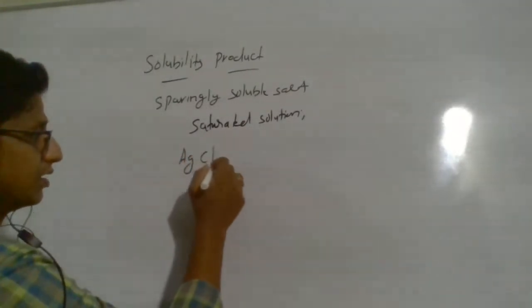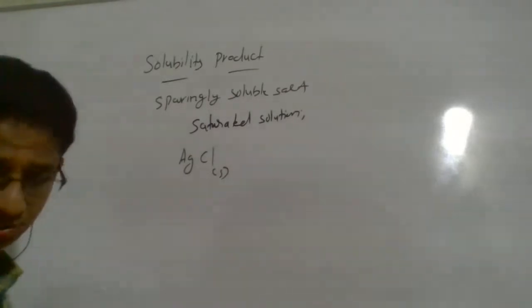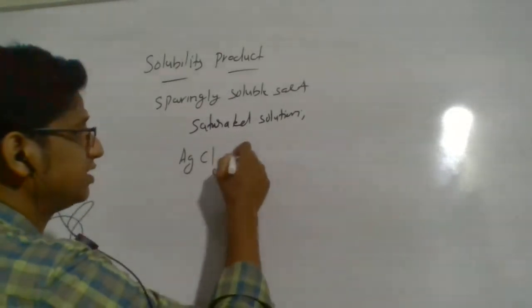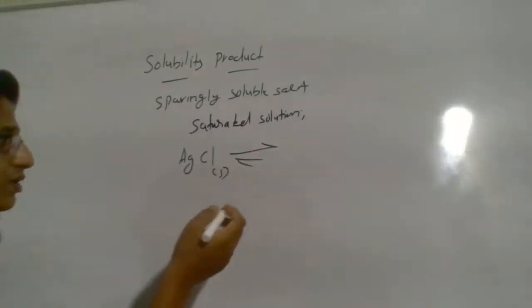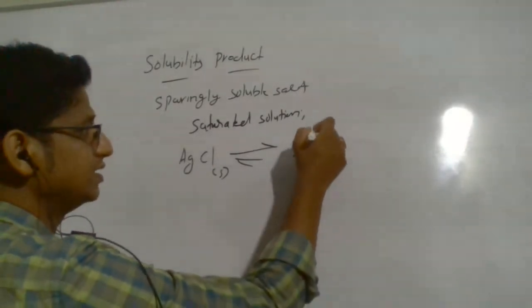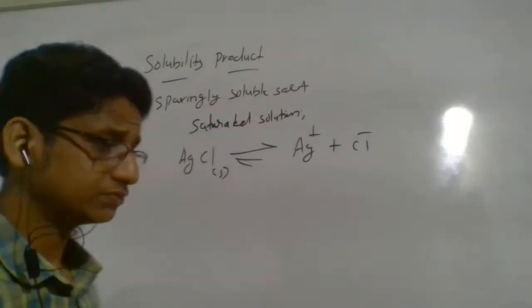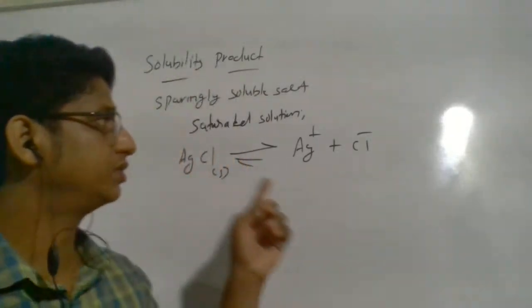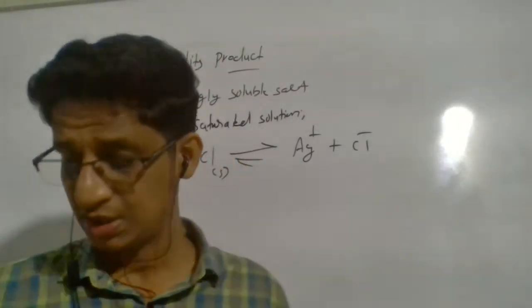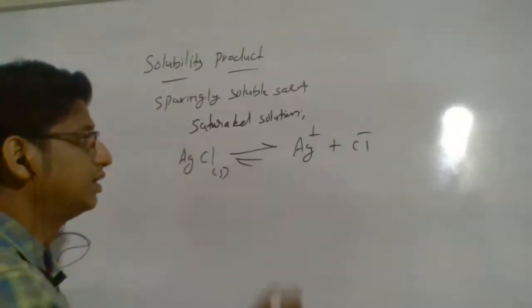Now silver chloride is a sparingly soluble salt. When it dissolves in aqueous solution, you can see it splits into Ag plus and Cl minus. This is the way it dissociates into Ag plus and Cl minus. Now what's the point here?